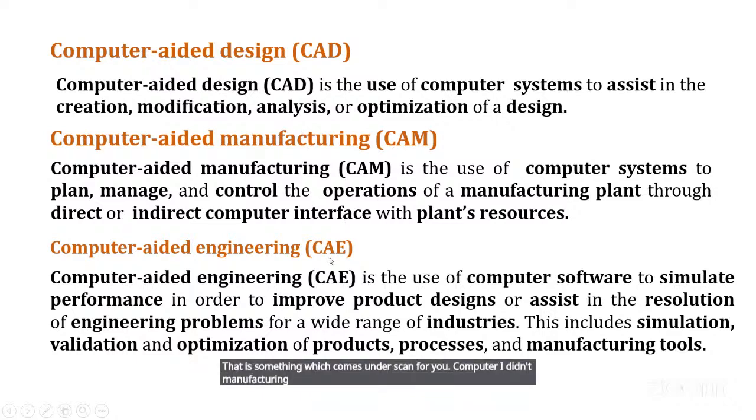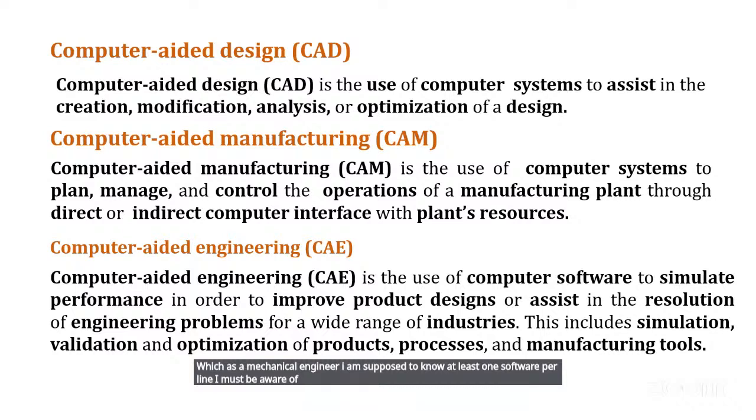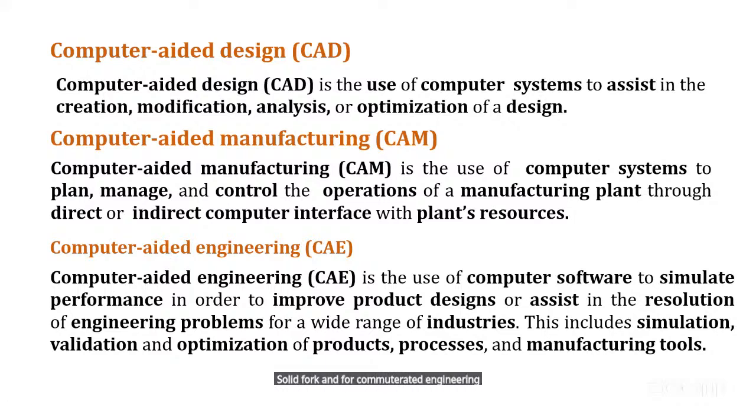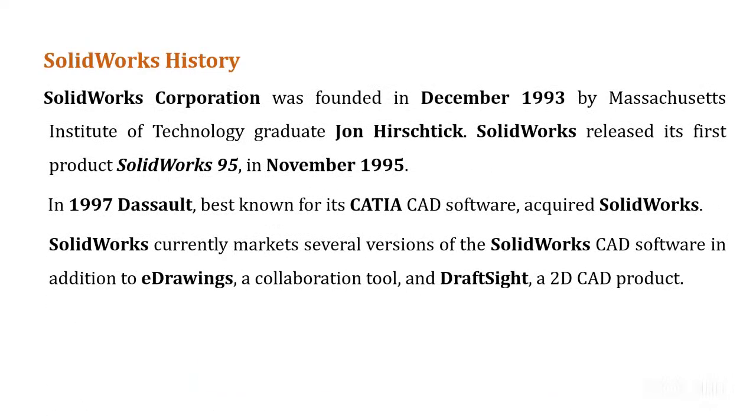Then the third and the final step is the analysis part, that comes under computer-aided engineering, to analyze the process. These are the three different lines which as a mechanical engineer I am supposed to know. At least one software per line I must be aware of if I want to excel professionally. For computer-aided design, the software you must know are AutoCAD and SolidWorks, and for computer-aided engineering, you must be aware of ANSYS Workbench. And for manufacturing, we have a lot of other softwares, but we will not discuss that right now. Okay. Then that is our current topic today.